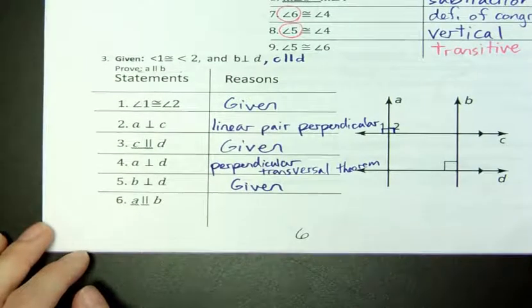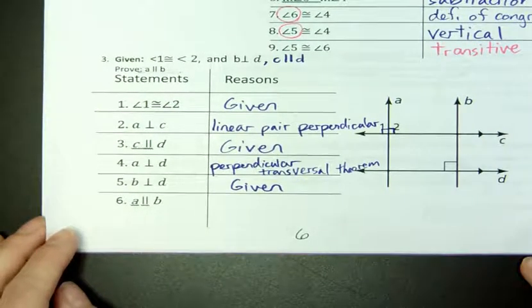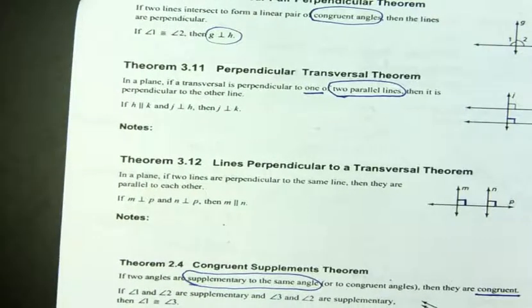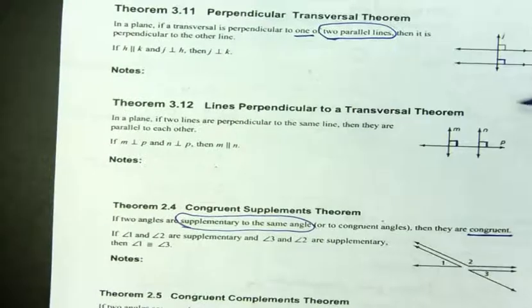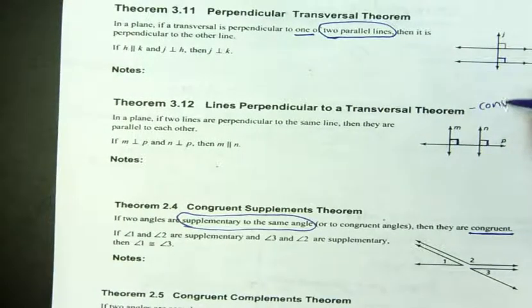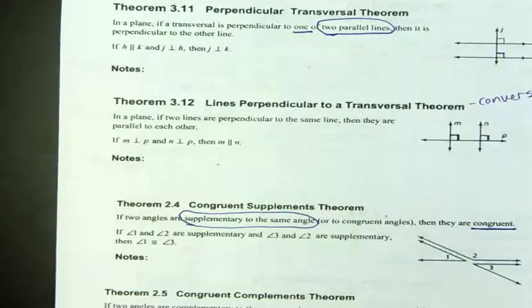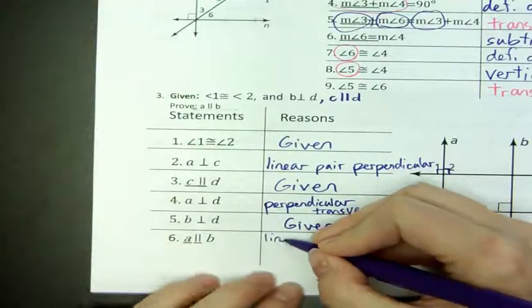All right, and the last reason? Yeah, it's the converse. So this one, we don't actually have the word converse in there, but this last one is basically like the converse. So lines perpendicular to a transversal. So if they're both perpendicular, then they have to be parallel.